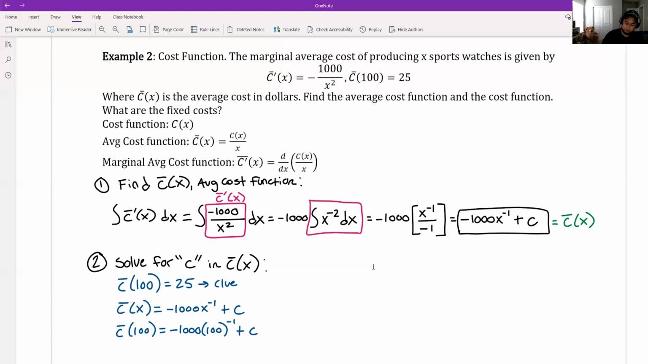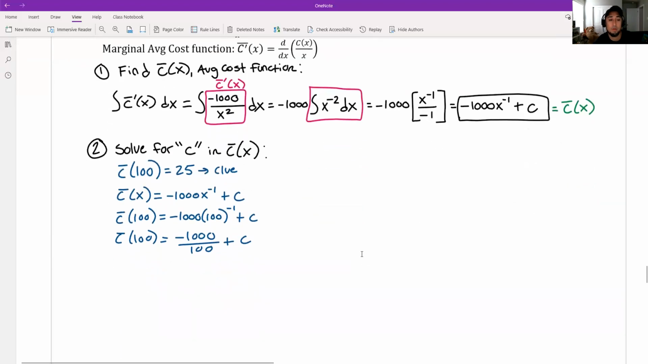Okay, almost there. Well, type that in your calculator. -1,000 times 100 to the -1. Or another way to rewrite that is -1,000 over 100 plus c. It's the same thing. All right, which means that should just give us 10.